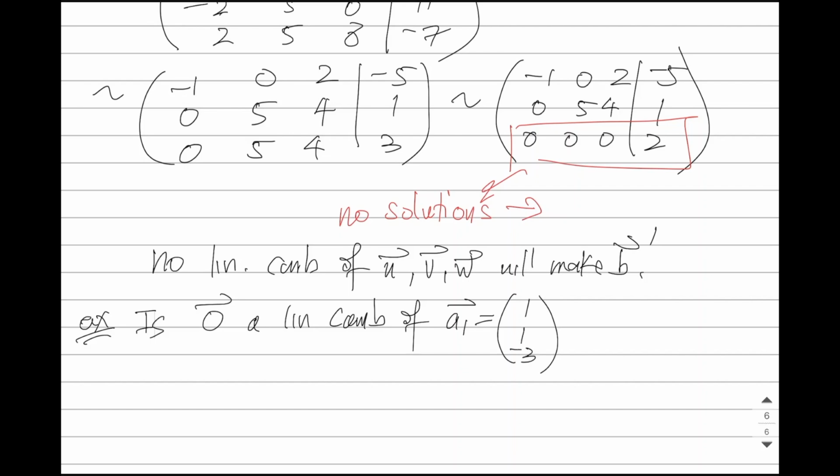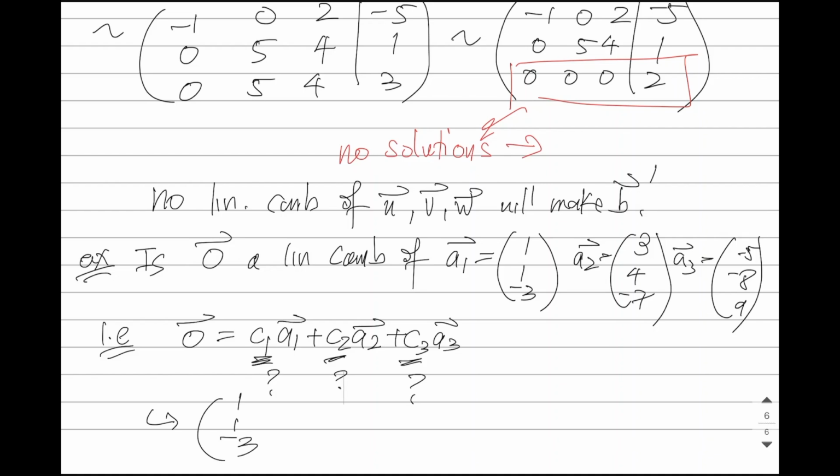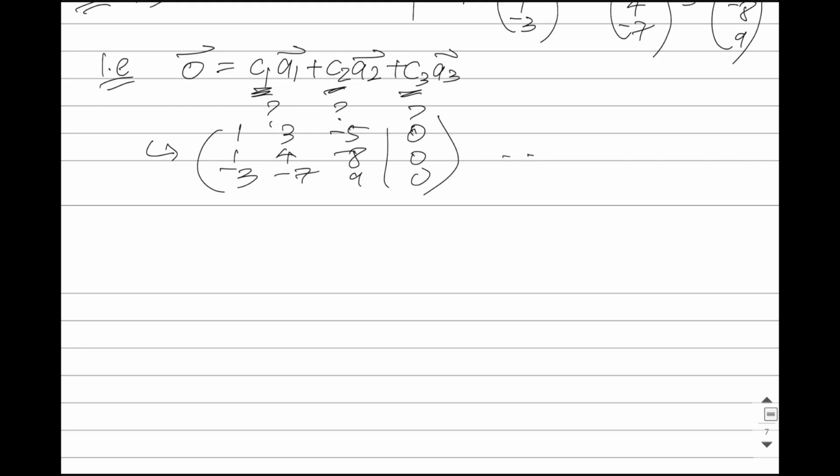A1 is 1, 1, negative 3. A2 is 3, 4, negative 7. And A3 is negative 5, negative 8, and 9. So what I want to know is, can I write 0 equal to some bunch of A1 and some bunch of A2 and some bunch of A3? And remember, the C's are what I'm looking for. If I translate this, this is 1, 1, negative 3, 3, 4, negative 7, negative 5, negative 8, 9, and I want this to be 0, 0, 0. I'm going to want to row reduce this.